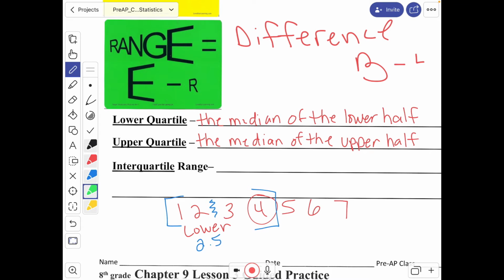For the upper quartile, I'm going to consider this direction. And the number in the middle would be right there. So the upper would be 5.5.